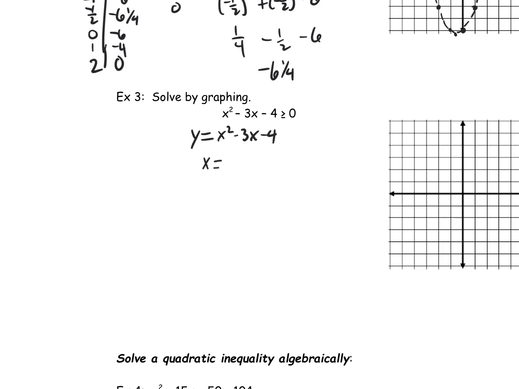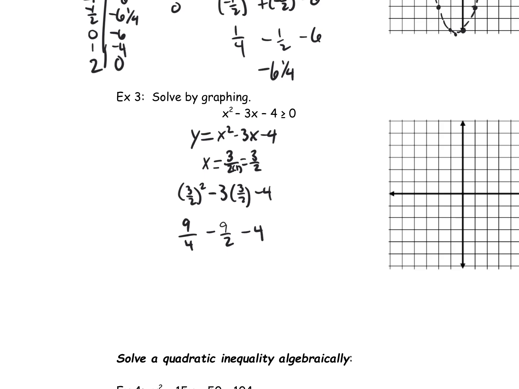So it's going to be 3 over 2 times 1. So that's 3/2 is our axis of symmetry. So 3/2 squared minus 3 times 3/2 minus 4. 3/2 squared is 9/4 minus 9/2 minus 4.